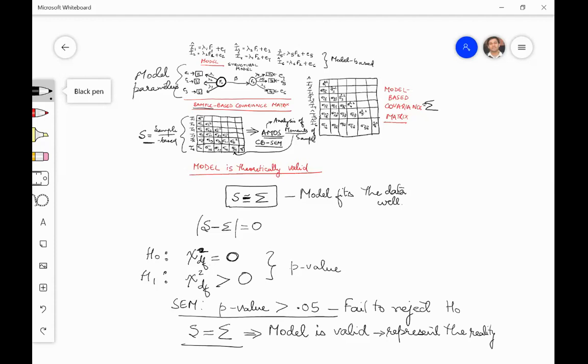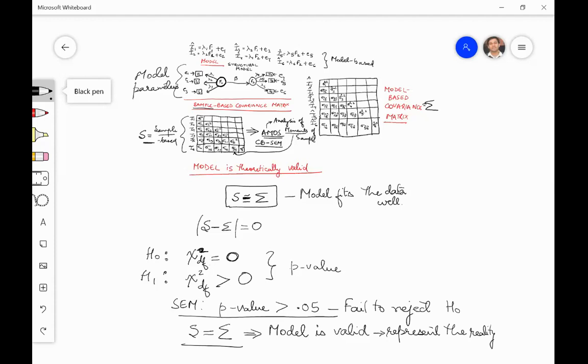So we fail to reject the null hypothesis. That means we are accepting? We never write that we accept the H naught. We always say we fail to reject. That means our chi-square is 0 for the given degrees of freedom, which implies that S minus sigma is 0. This means the sample matrix, the original data, and the data recreated from the model are superimposing, which will mean that the model is a very good representation of reality.